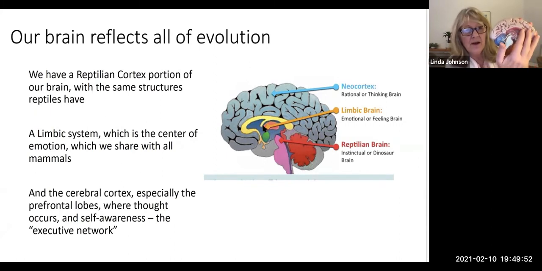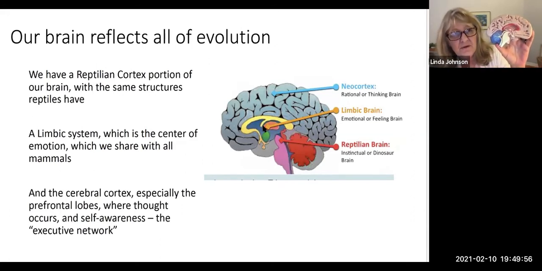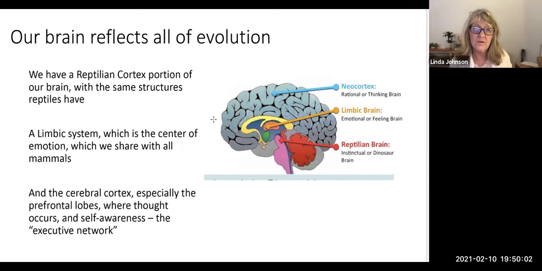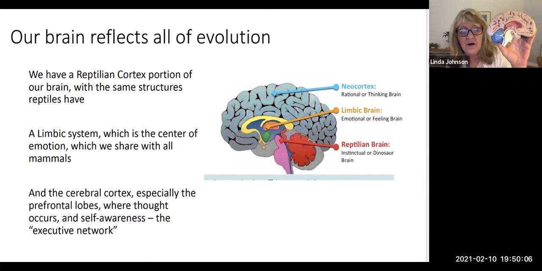And this is where we have a much bigger cerebral cortex than pretty much any other species. The other ones who have large cerebral prefrontal lobes, this front part here, and on the slide you can see it right here, are dolphins. Elephants have larger ones than usual for their size. But ours are by far the largest. And this is that executive network of your brain, the prefrontal lobes.